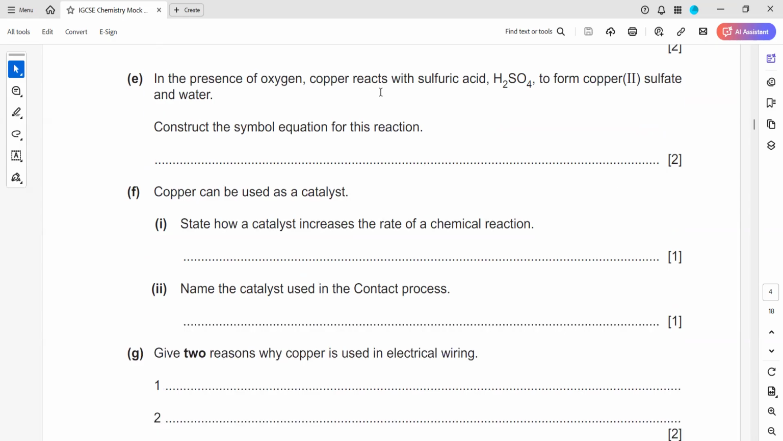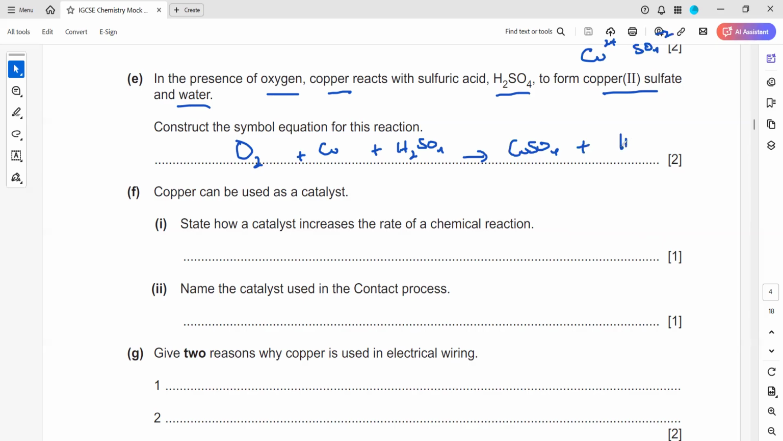In the presence of oxygen, copper reacts with sulfuric acid to form copper(II) sulfate and water. So there is oxygen present, and copper is reacting with sulfuric acid. Copper is Cu, the chemical symbol. It is forming copper sulfate. What is the formula for copper sulfate? Copper is 2 plus and sulfate is 2 minus, so the formula is CuSO4, plus water, H2O.